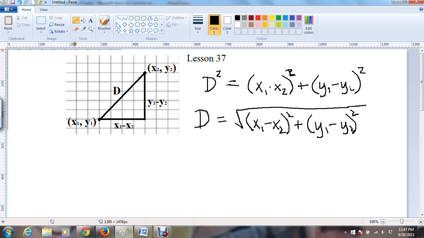So if I had 2 specific points here, let's say that I have -2, -3. Well, that's not going to work. We're going to have to redraw it. So if I have 2 points, -2, -3, right here, and I want to find the distance from that point to the point 4, 2.